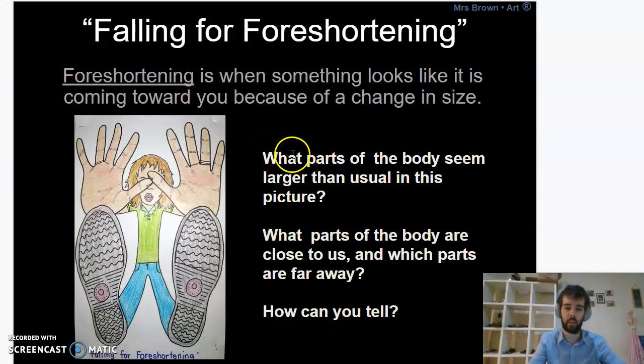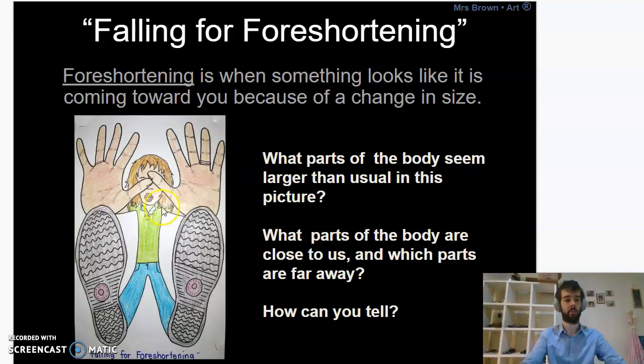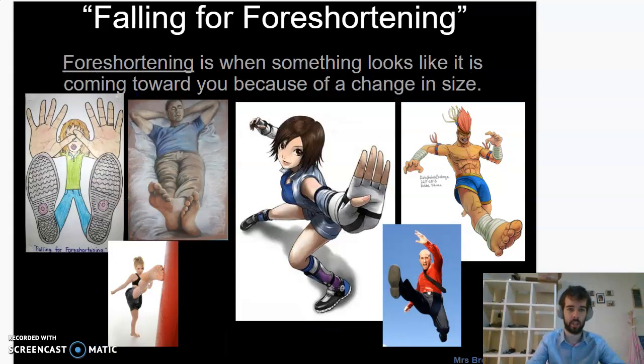But in this picture, the hands and the feet are much bigger than usual. This tells us that she's falling away, or maybe she's falling towards us and her hands are out like this, like she doesn't want to land on you. Let's look at some other examples of foreshortening.